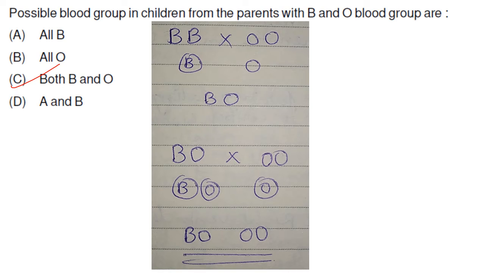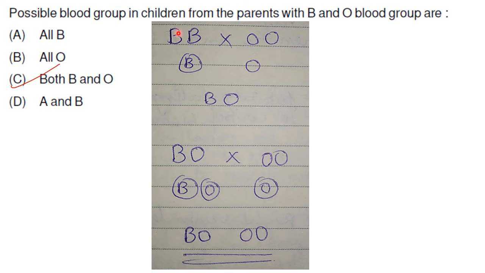Now, possible blood group in children from the parents with B and O blood group are. So this is capital B, capital O. I have not put IB, IB, IO, IO; in order to avoid confusion, I have written it as B and O. Now, if the parents are capital B, capital B and capital O, you will get one gamete from each parent, and you will get all the offspring with BO.